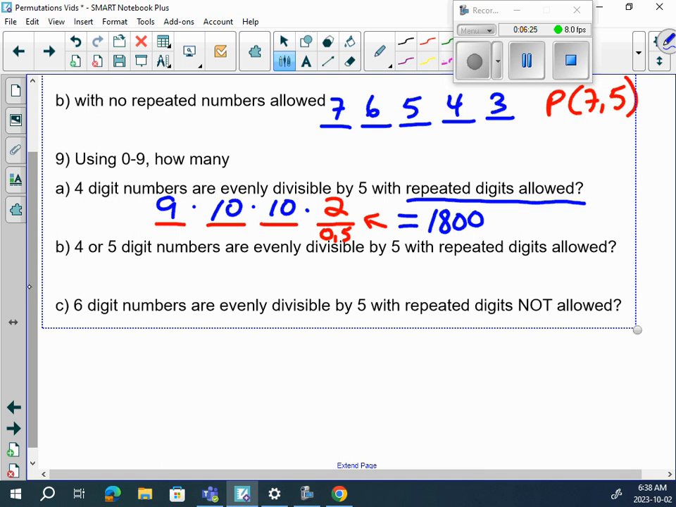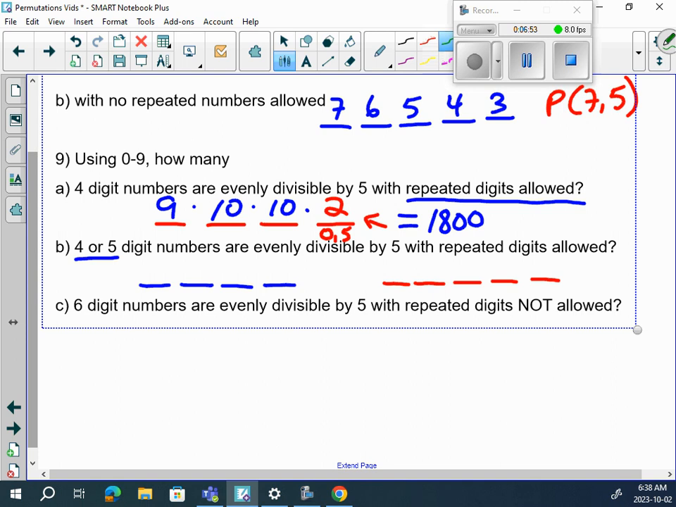Now, 4 or 5-digit numbers, right off the top, they're telling us there are really two questions to be done here. I can't deal with those at the same time, so I'm going to do two separate questions. So my 4-digit numbers evenly divisible by 5, again with repeated digits allowed. Well, I actually already did that one. I just did it above here.